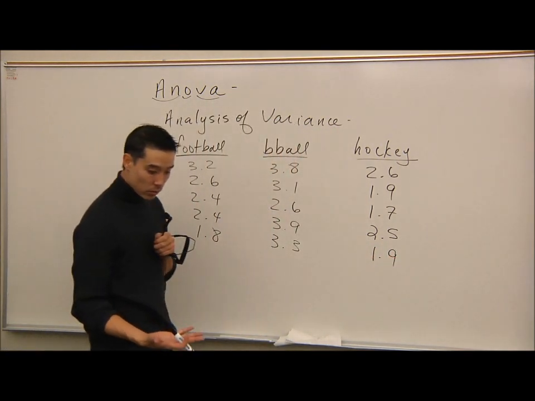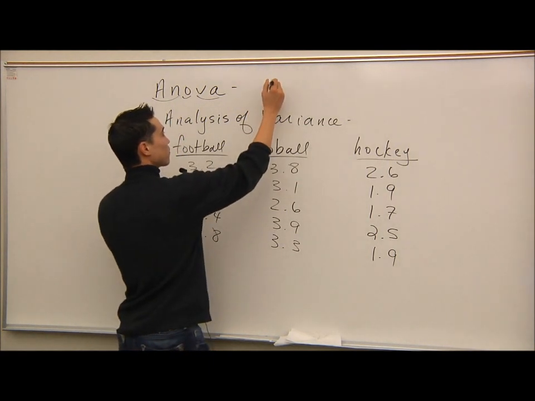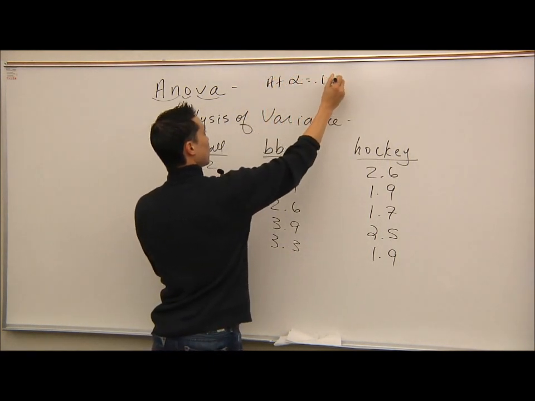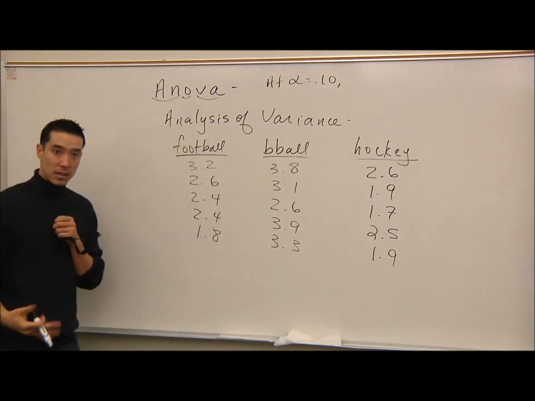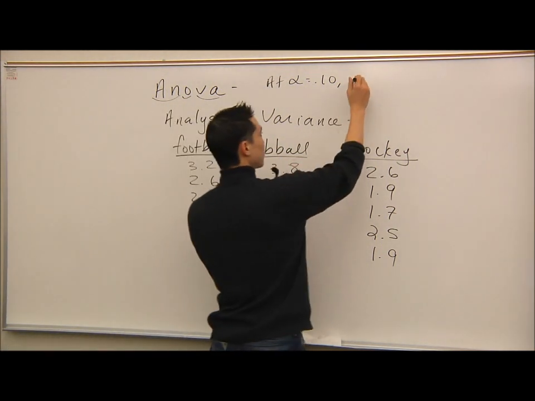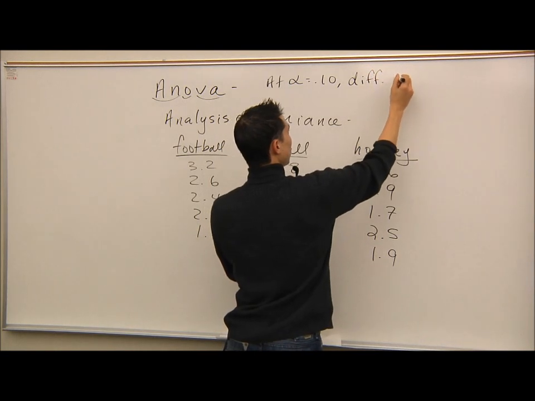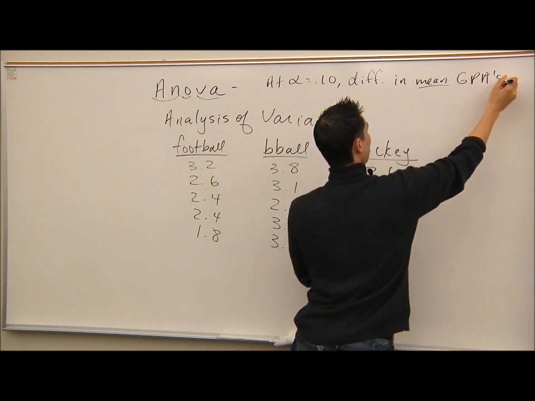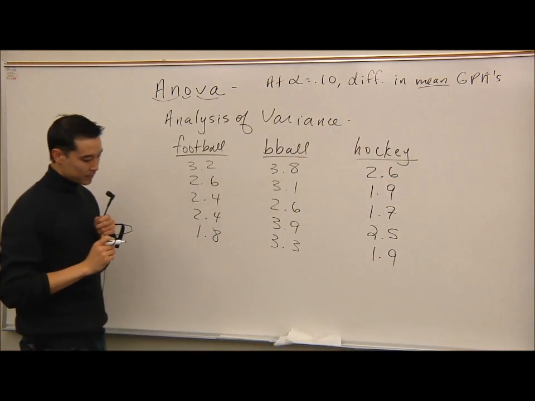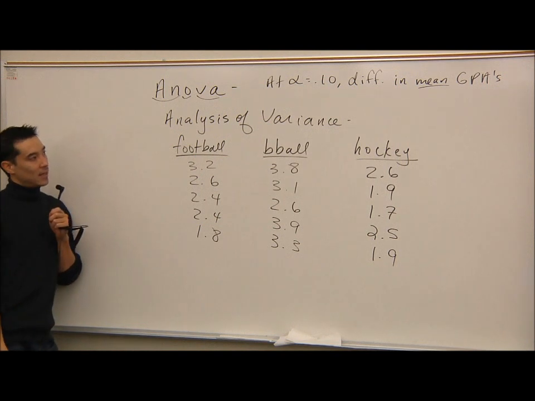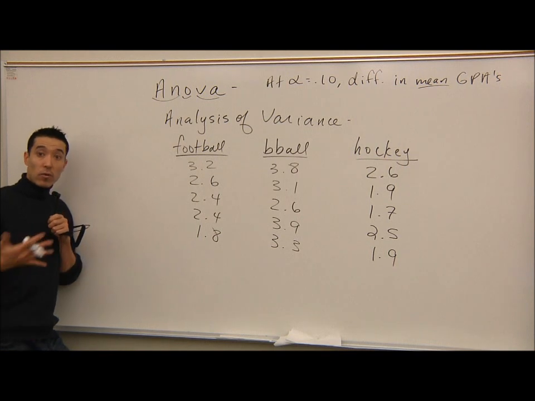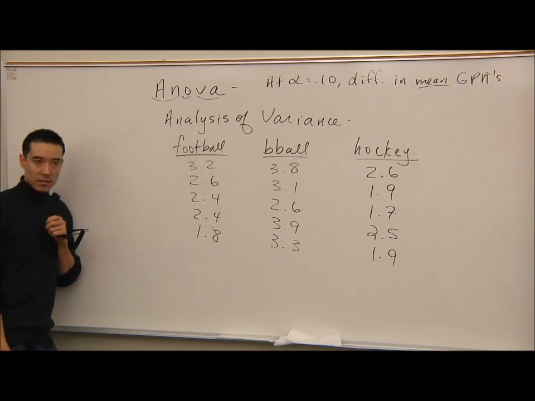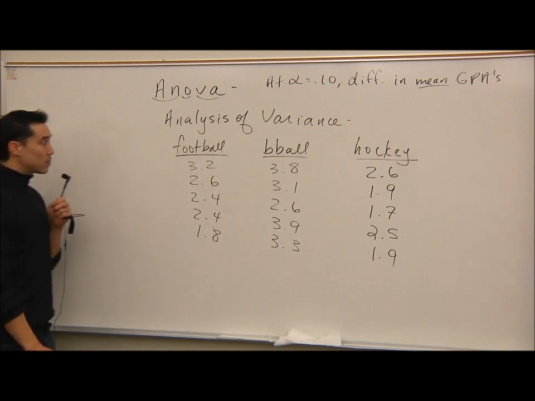So again, the original question is that alpha equals 0.10. Is there a difference in the mean GPAs of the 3 groups? Okay, so that is an analysis of variance question, and it should be obvious because you can have 3 or more groups, and the question will be, is there a difference in the means? Okay, or is there a difference in the averages? Okay, so let's get the problem started.